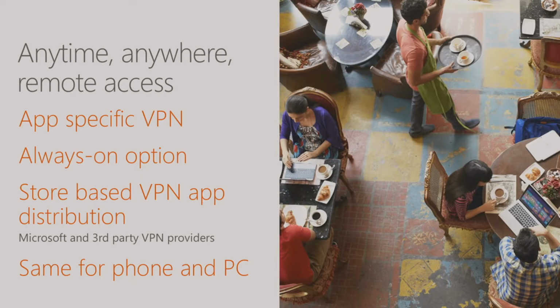From a VPN's perspective, it is the same for phone and desktop. A lot of this stuff is the same for the phone and the desktop. So if you deploy policies and configuration profiles, you can actually use them for desktops as well as for phones. Desktops could be tablets, et cetera, that are being used mobile. They could even be bring-your-own PCs that are running Windows 10.